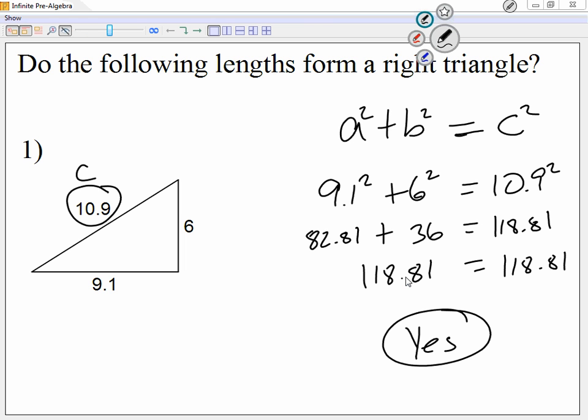If you notice, for the first eight questions I'm giving you the figures, the triangles. But for questions 9 through 16, I'm giving you the values of a, b, and c. But it's the same thing. I'm asking, is a squared plus b squared equal to c squared? Any questions on the front?